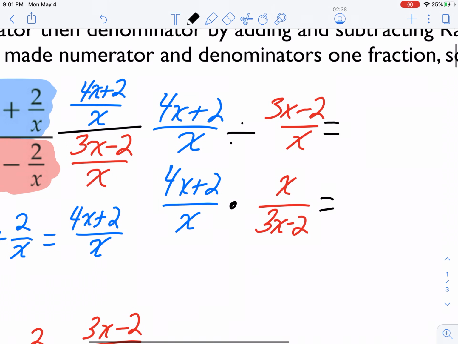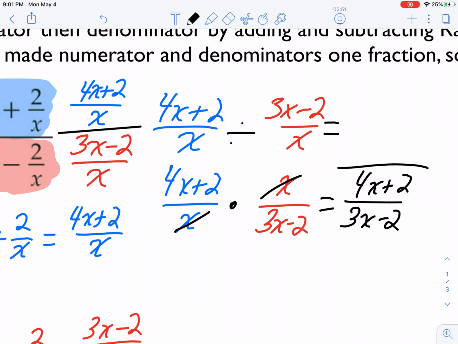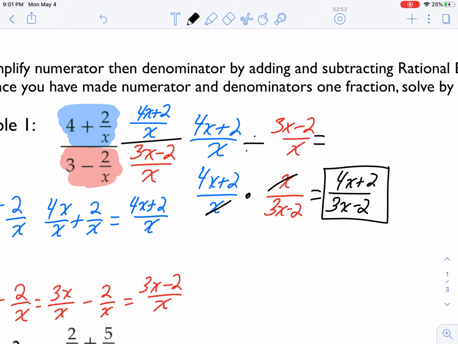And so, remember, anything up top can cancel with anything down below. Well, I've got an x and an x. 4x plus 2 is a quantity, so I cannot cancel anything with 3x minus 2, because 4x plus 2 is one quantity, 3x minus 2 is my other. Therefore, there is my final solution.